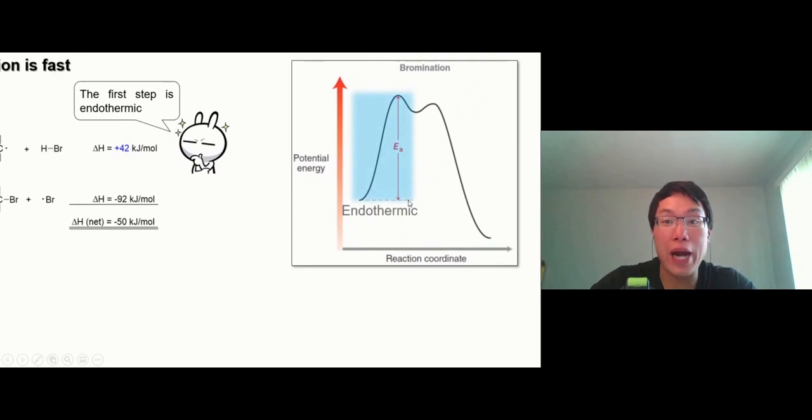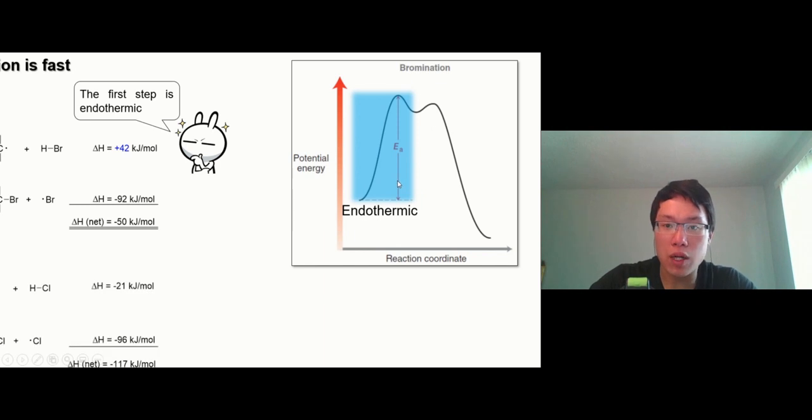Take a look at the first step right here, which is the rate determining step. From the energy level of the starting material up to the energy level of the intermediate, which is the radical, you need to apply plus 42 kilojoules per mole. The activation energy is even higher. The second step is negative 92 down here, and the activation energy is a little, not a lot. So that's the bromination.